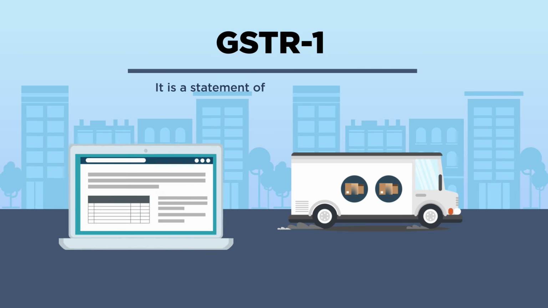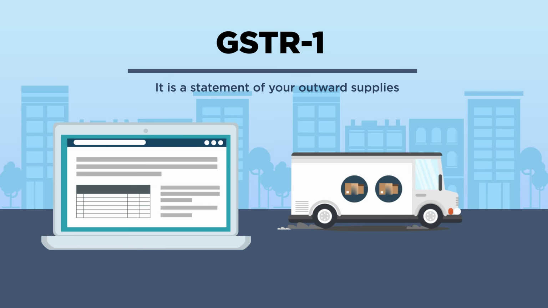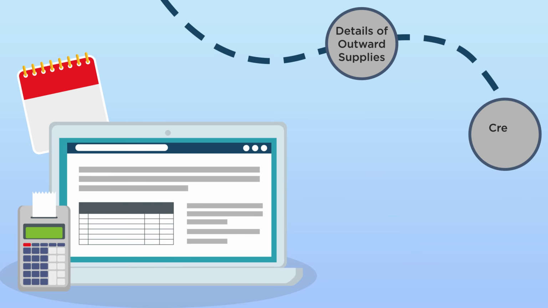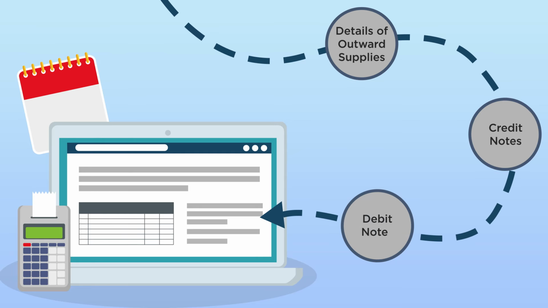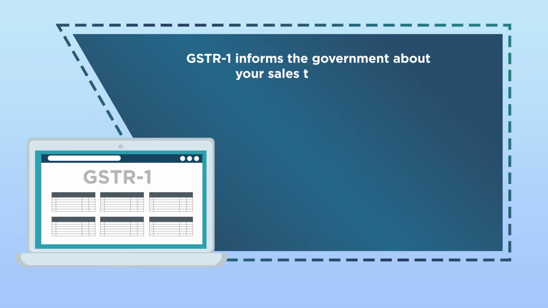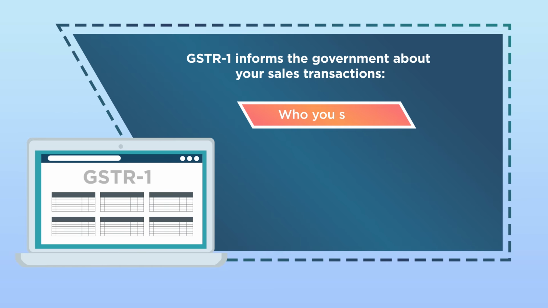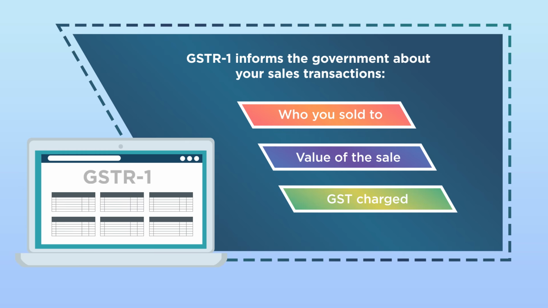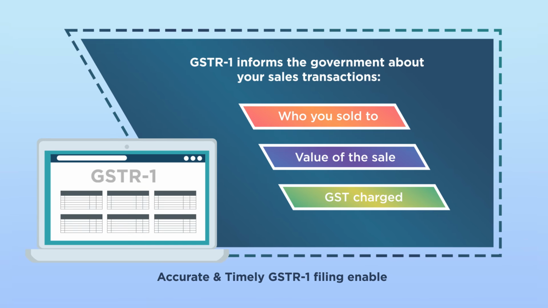GSTR-1 is the statement of your outward supplies. It captures all details of outward supplies, credit notes, and debit notes made during a month or quarter. In essence, it informs the government about your sales transactions, who you sold to, the value of the sale, and the GST charged. Keeping your returns accurate and timely enables input tax credit claims for buyers.